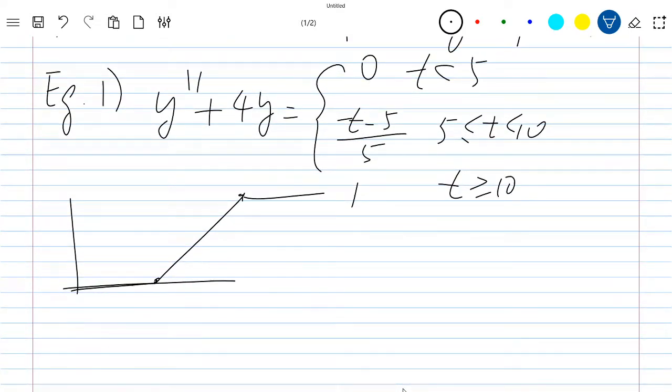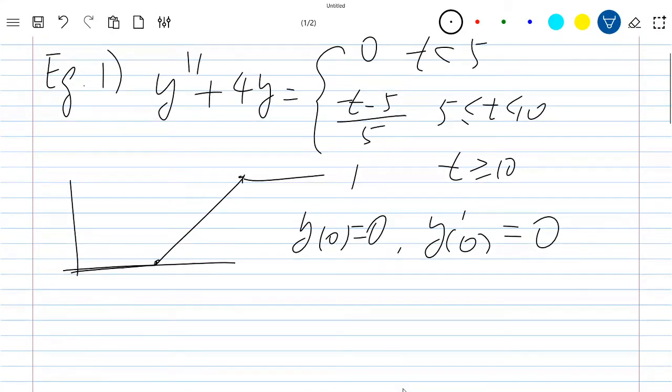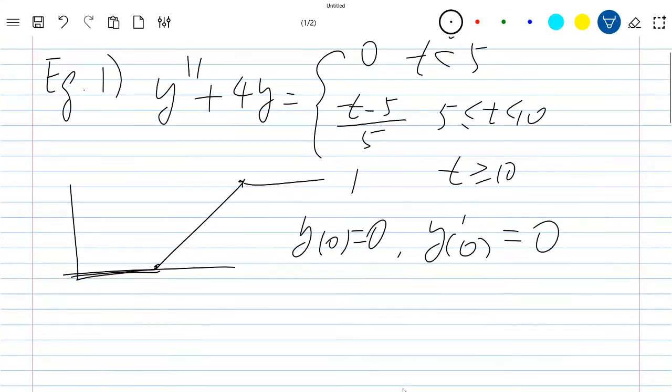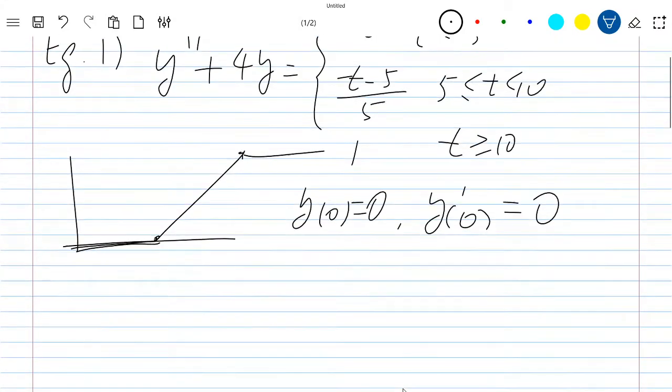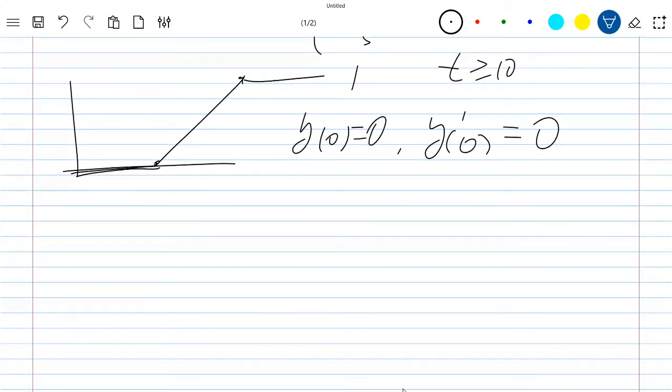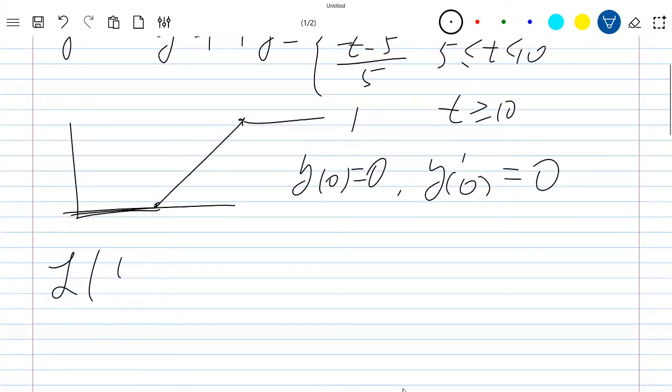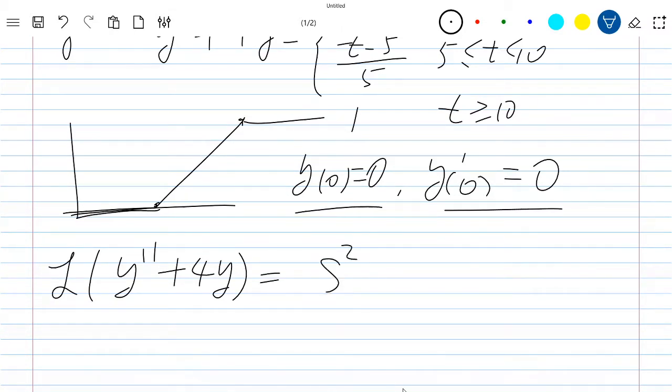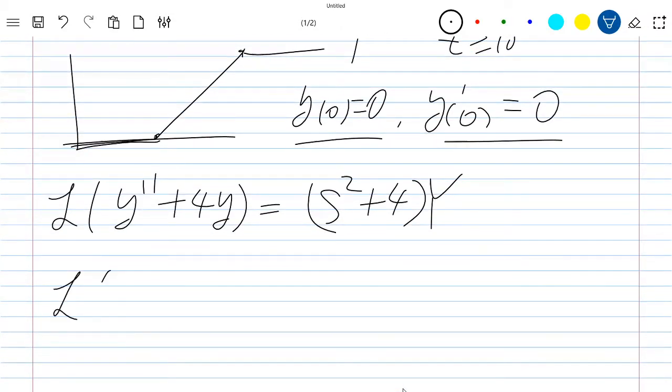And the initial conditions, we just make it easy. They're all 0. So in the first 5 seconds, nothing will happen because we start from 0 and stay 0. So let's write down the equation, I mean the transform. And that is because everything is 0, it's really simple. It's just s squared plus 4 times Y. Right? That's nice.